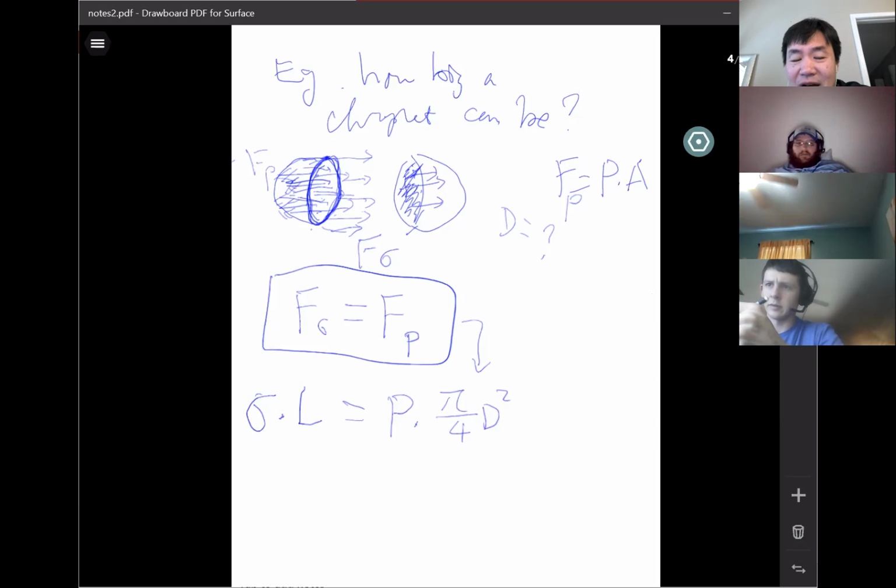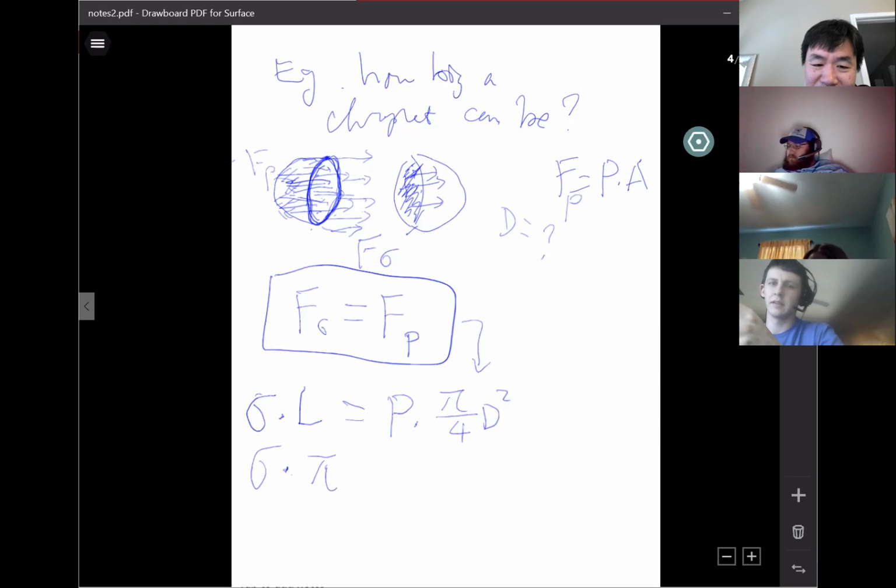Circumference of the droplet. How do you calculate the circumference based on the diameter d? What is the expression? You can write another line for this. Just pi d. That's pi d. You have to remember those basic equations.